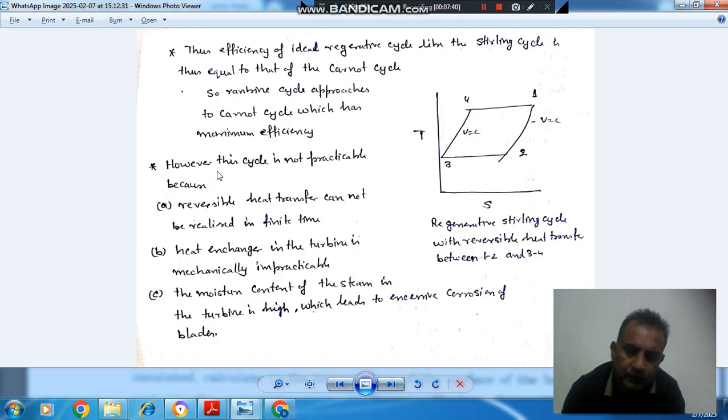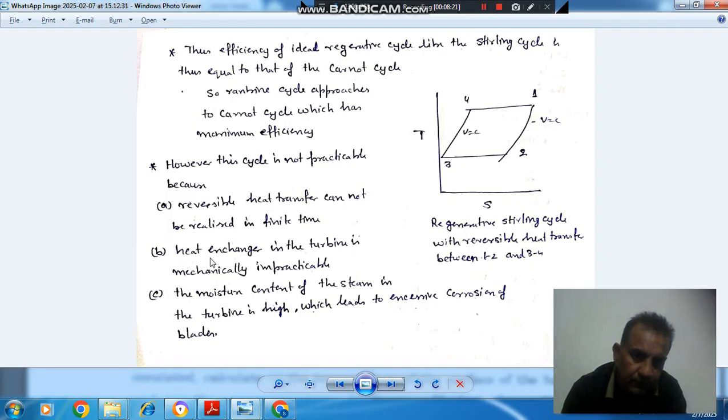But this cannot be achieved practically. One, reversible heat transfer cannot be realized in finite time, because we have to supply heat from steam to water, and that is reversible heat transfer, which requires a long time, so it cannot be realized in finite time. So it is not possible.